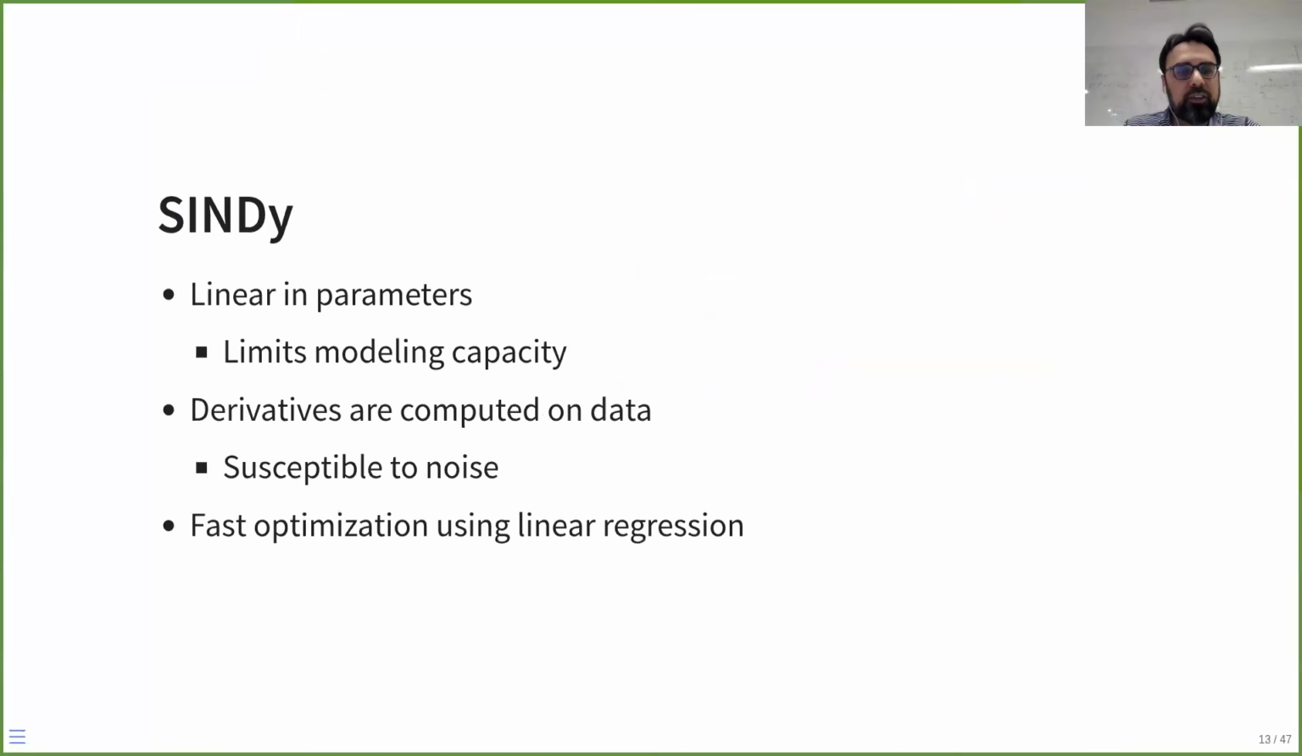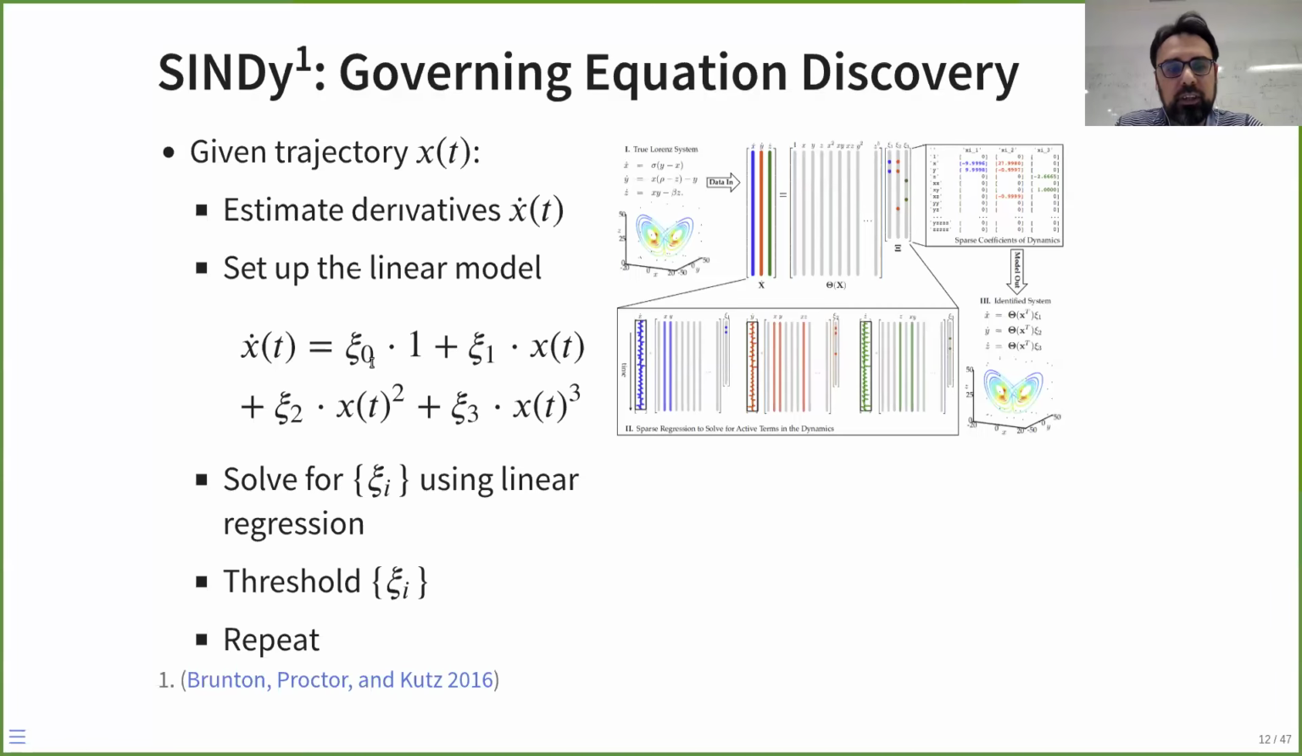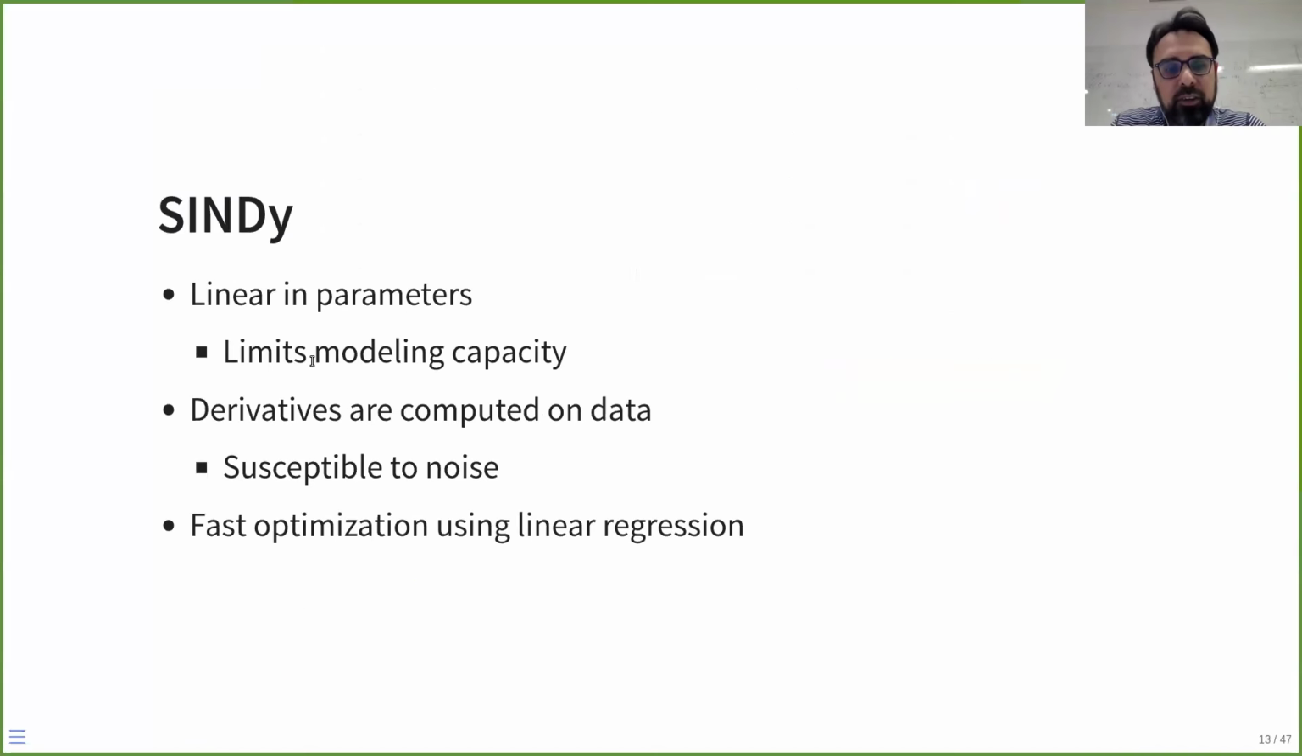There are some limitations of this model. The first one is that this is linear in the parameters. If you look at the parameters C here, it's linear in the C_i's. This limits modeling capacity. Another limitation is that derivatives are numerically computed on the data, which means it becomes susceptible to noise. An advantage of this method, although, is that it is very fast, because it just uses linear regression.